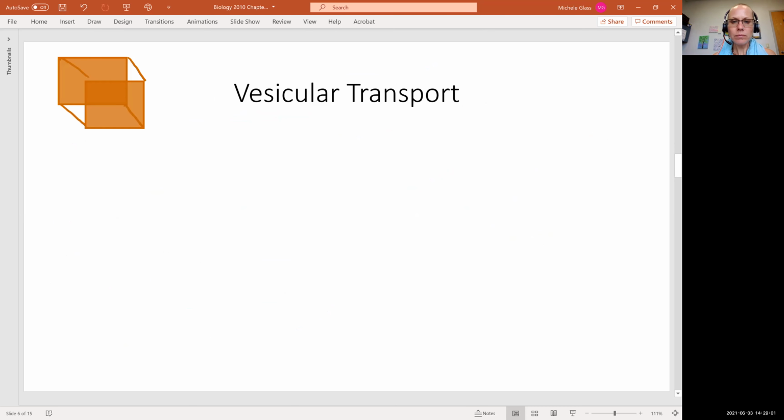Okay. The next type of transport that we need to look at is still active, but quite a bit different. This is called vesicular transport, and it's using a vesicle.